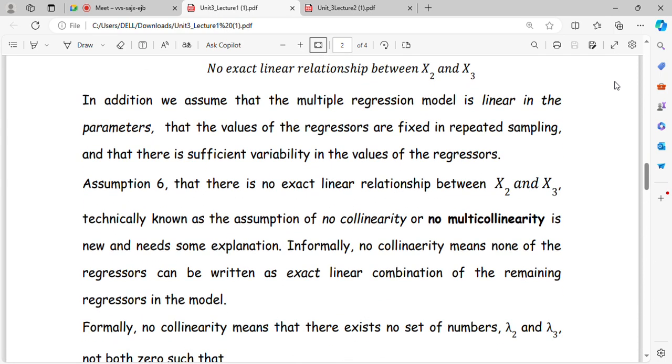What does this mean? Until now, x2 and x3 were not there, only one variable x was there, so there was no multicollinearity issue in the simple linear regression model. However, when we study x2 and x3, there can be a multicollinearity problem.